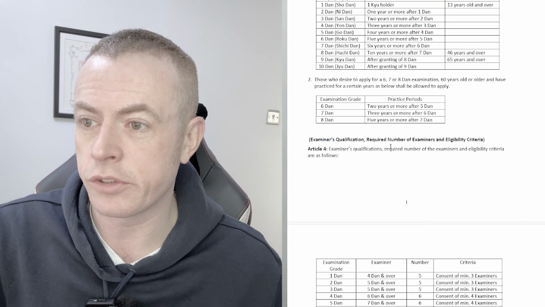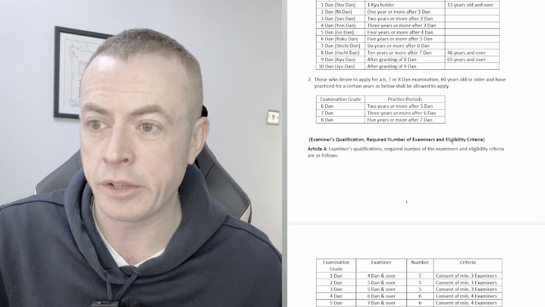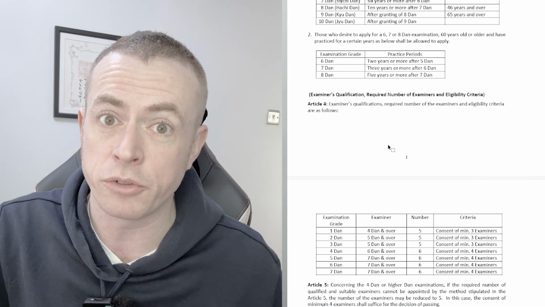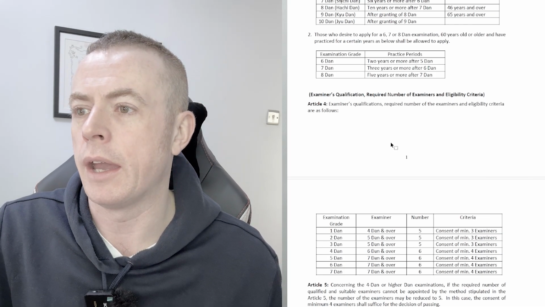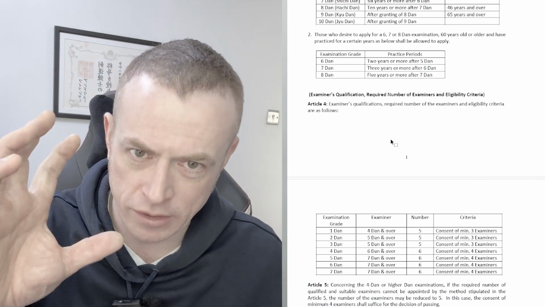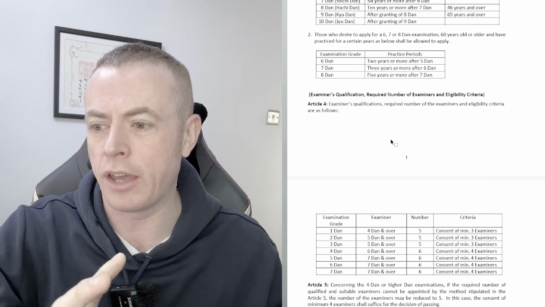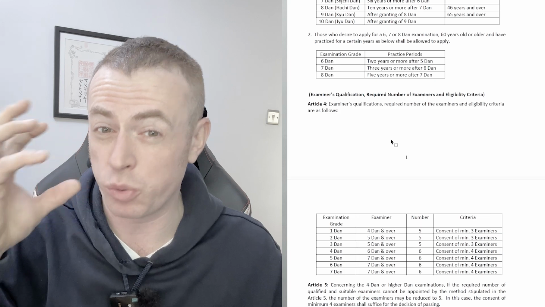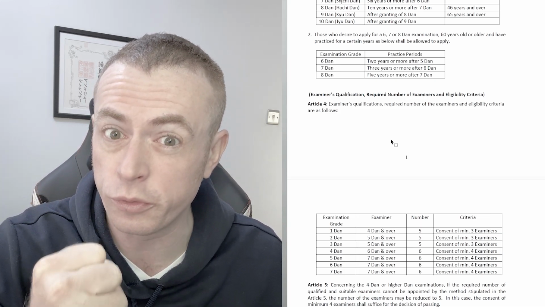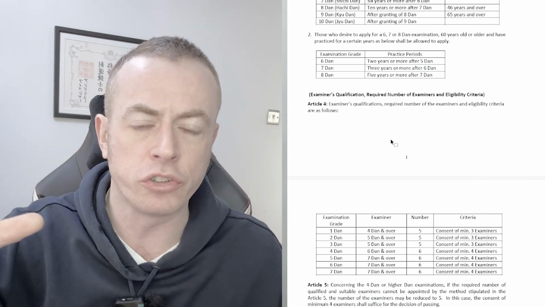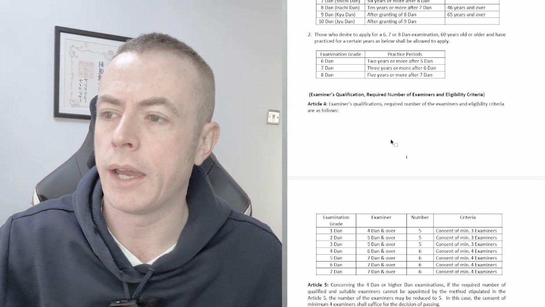Examiners' qualifications. So the required number of examiners and eligibility criteria. This tells you about how the grading panel should be made up. Now I know I'm talking about a lot of the process and the procedure here, but what we're going to get into after is the requirements, and I think that's what's going to be really useful for a lot of you, what you have to do for each part. But I think it's really good to understand the system as well.